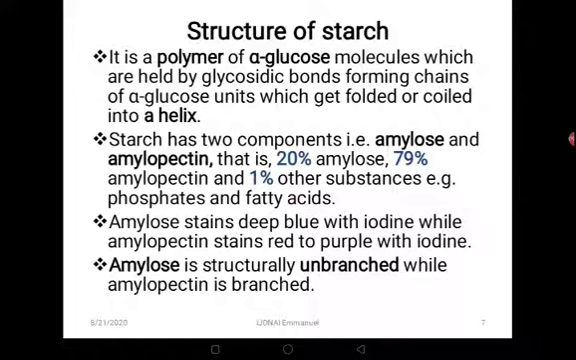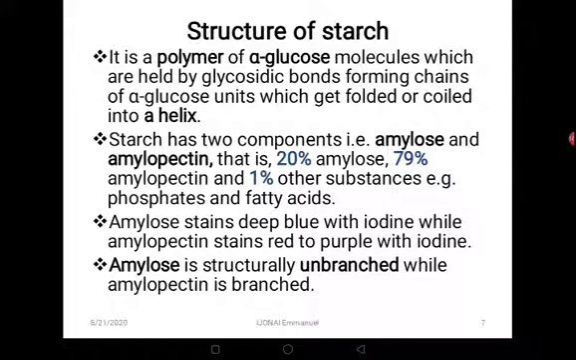In case you have amylose and amylopectin as separate solutions, when you drop iodine solution in amylose, you will form a deep blue solution, and if you drop it separately in amylopectin, it forms a purple solution, or purple to red, a blend of purple and red. Amylose is structurally unbranched, while amylopectin is highly branched. That is one of the key differences between the two polymers of starch.